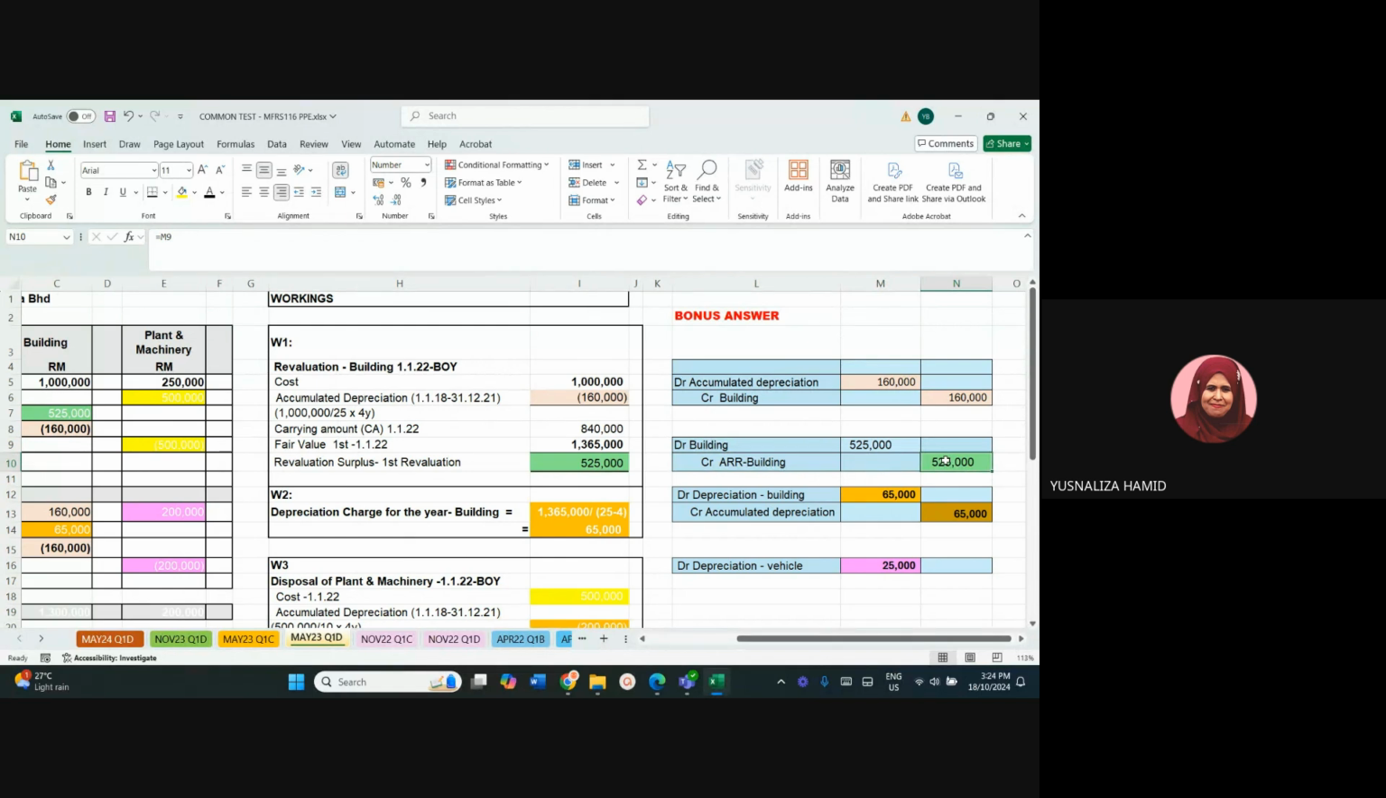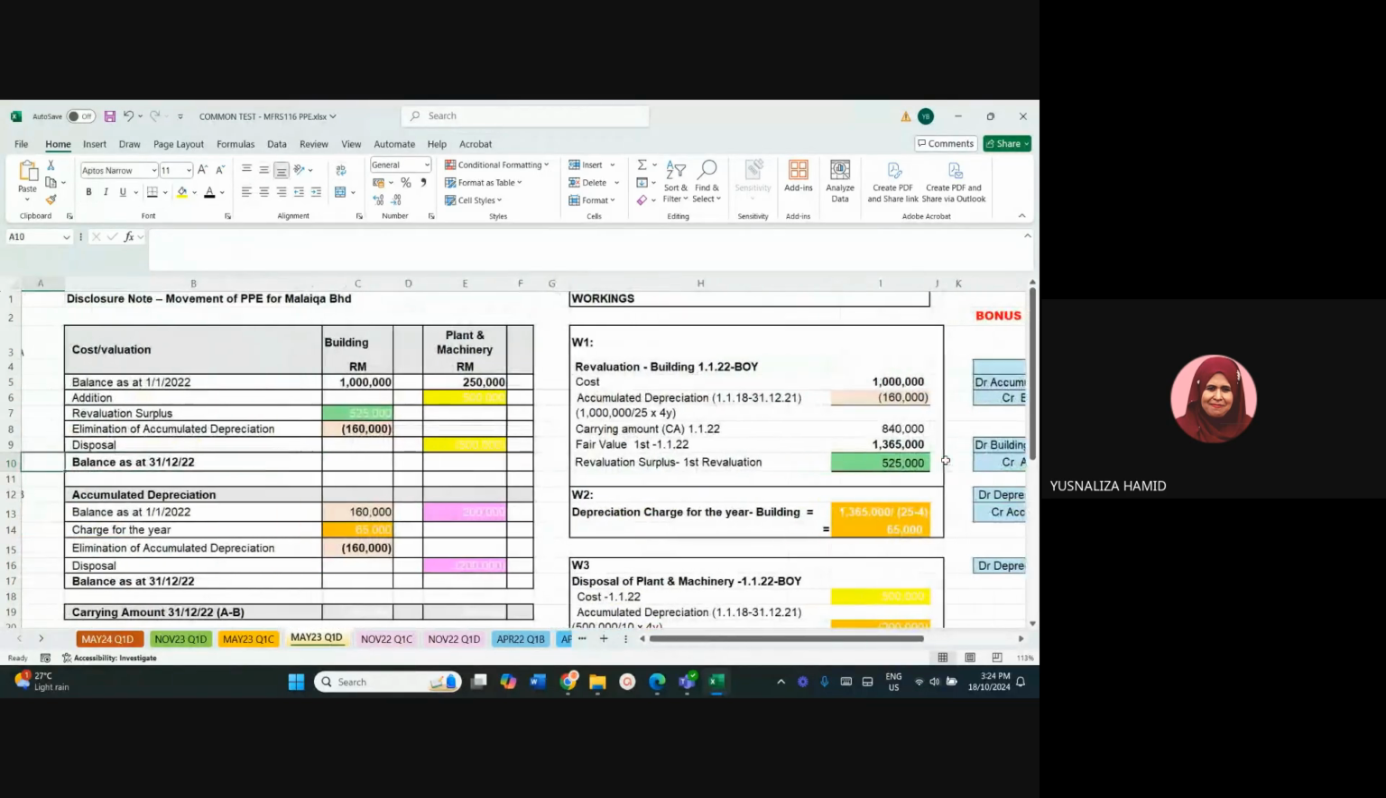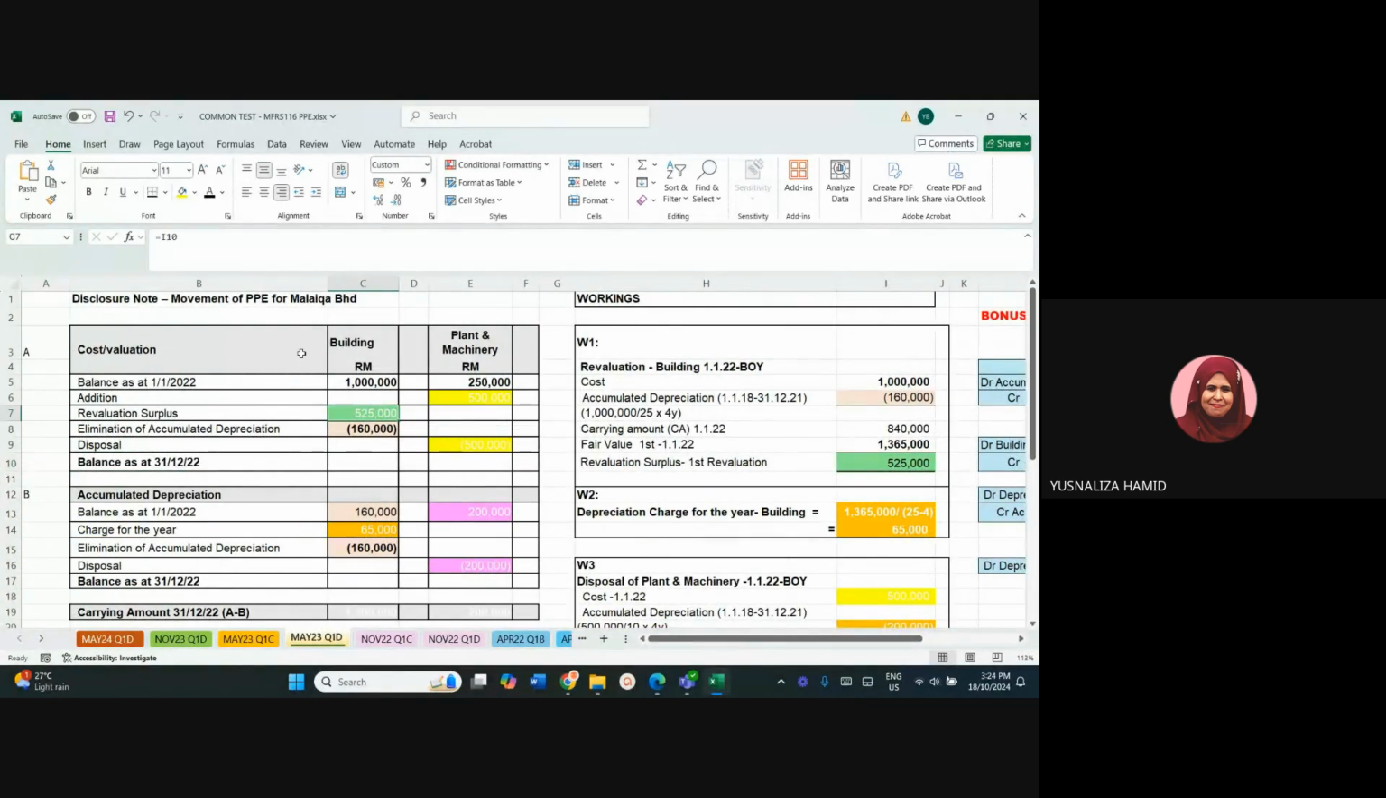So ARR won't appear, but we want to see what is in the building section. So in the building section here, revaluation surplus, you have the figure 525. Okay, done with that, there is no disposal for building. So you can now total up and you get 1365.